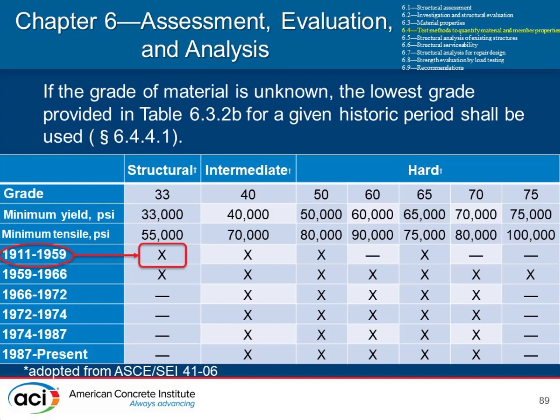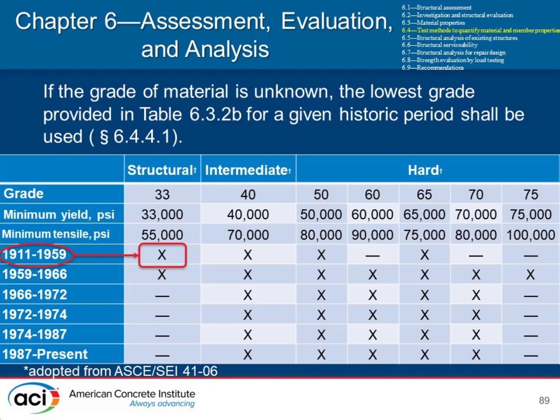Here's the table with historical reinforcing steel yield strengths. The entries marked X indicate that a particular grade was available during a particular time period. For example, grade 33 structural steel with a minimum yield strength of 33,000 PSI and a minimum tensile strength of 55,000 PSI was available between 1911 and 1959, but it wasn't available after 1966.